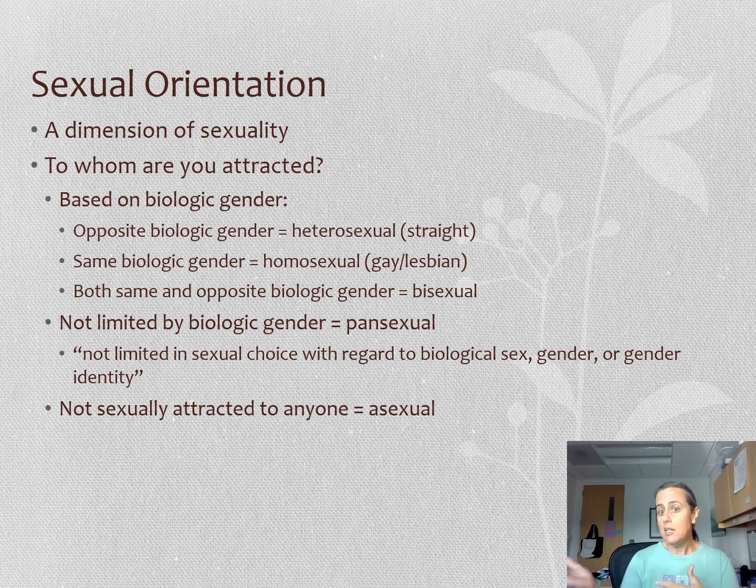If you're attracted to both, we might use the term bisexual, or if you say it doesn't matter at all what their biologic gender is, then oftentimes we'll use the word pansexual for that. Or sometimes you're not really attracted to anybody. You're not very sexually interested at all, and that would be asexual. A as a prefix means without.